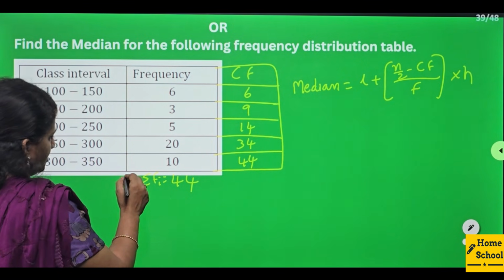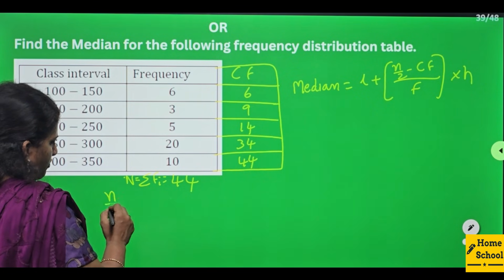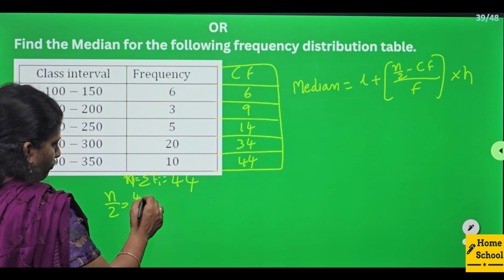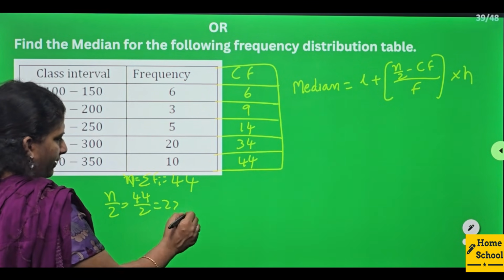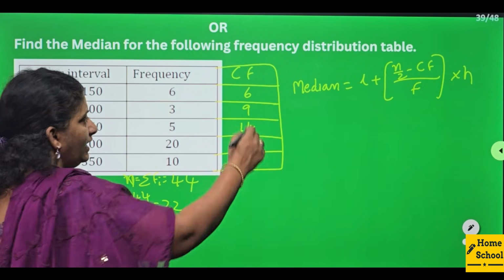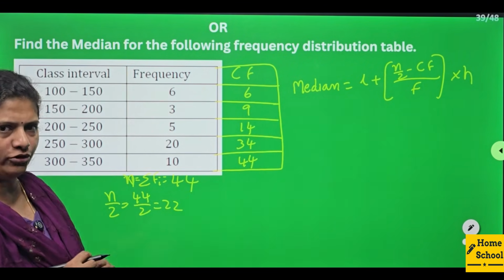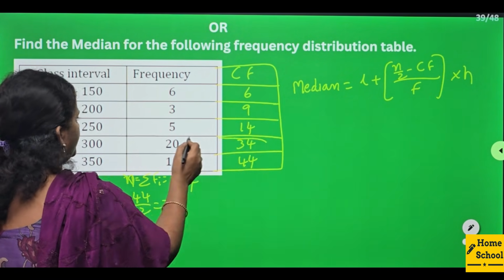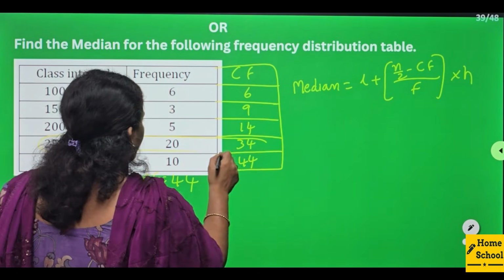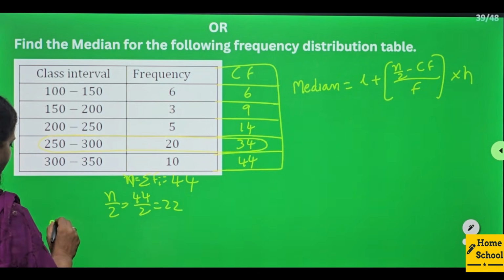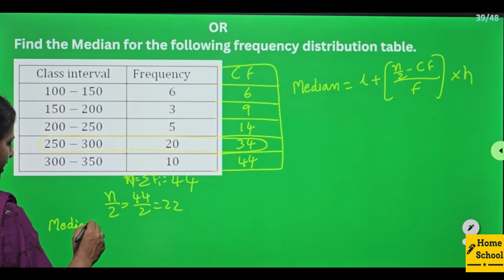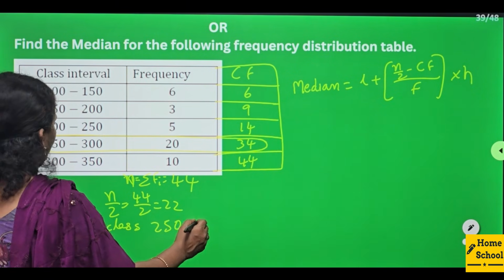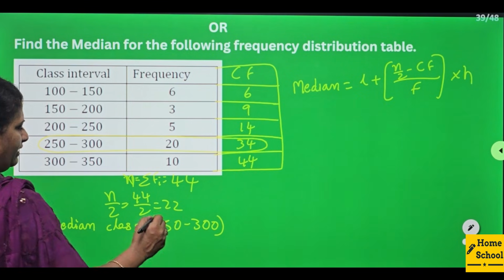N value, this is your N value, right? So small n or capital N, anything you can take. N by 2 is equal to 44 by 2, that will be 22. In cumulative frequency, where you are going to get 22? Observe that 9, 14, no. Here, this row, right? So now round it up and say the median class is 250 to 300.